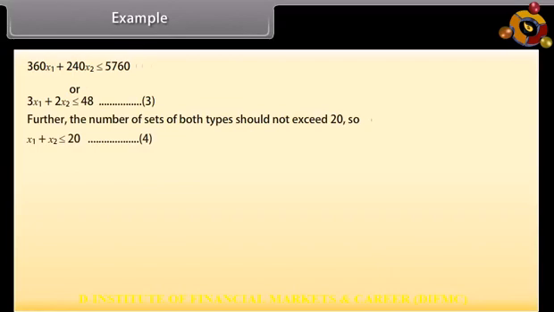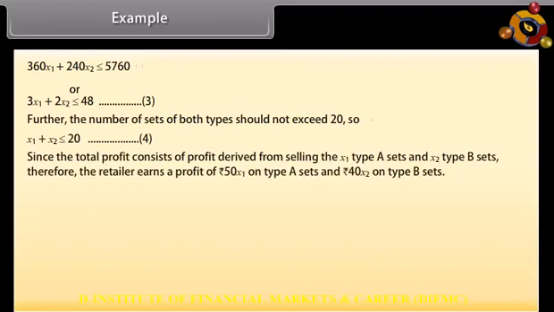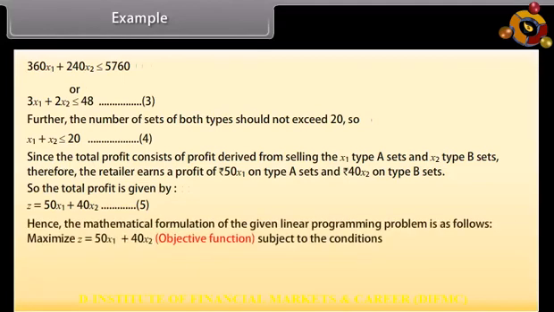Mark it as 4. Since the total profit consists of profit derived from selling the x1 type A sets and x2 type B sets, the retailer earns the profit of Rs 50x1 on type A sets and Rs 40x2 on type B sets. So the total profit is given by Z equals 50x1 plus 40x2. Mark it as 5.